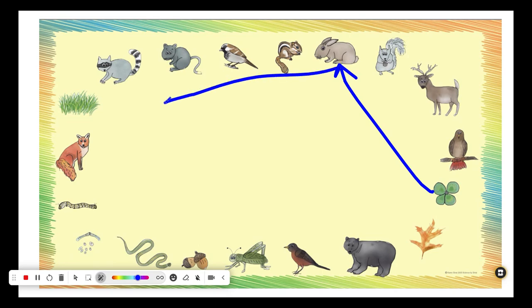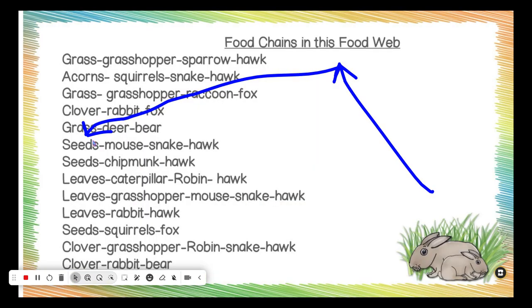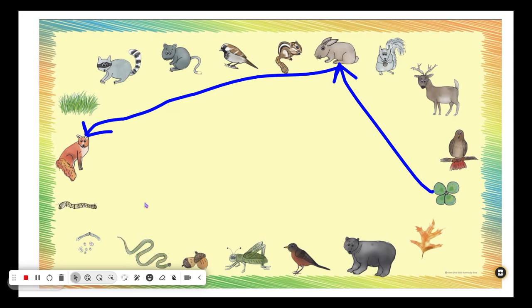So here's the fox. Notice when I'm doing my arrows, I'm pointing, and at the end of this one I drew my little directional arrow point, and then I also did it again over here, okay? Making it very obvious for each round. So now we're going to go to seeds, mouse, snake, hawk. Seeds, mouse, snake, hawk, okay?